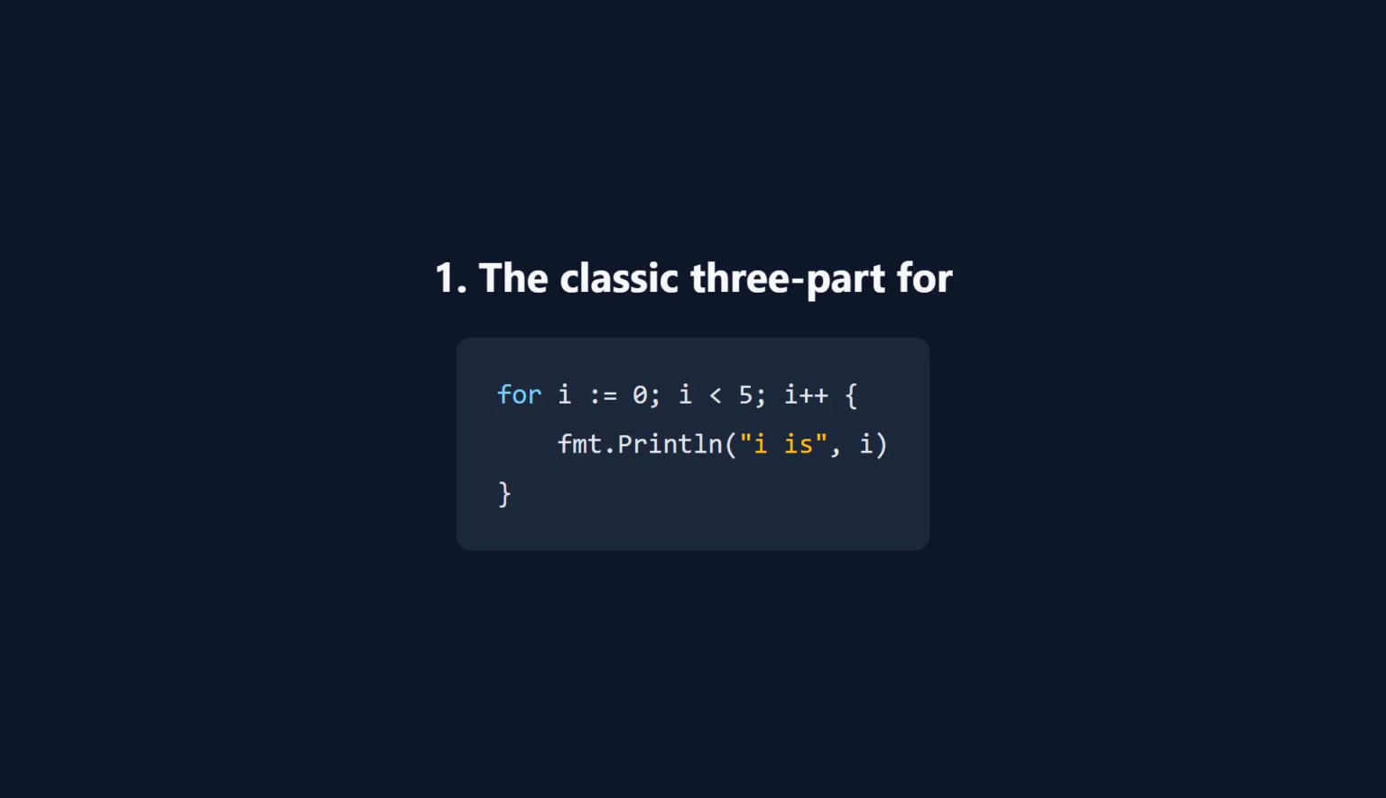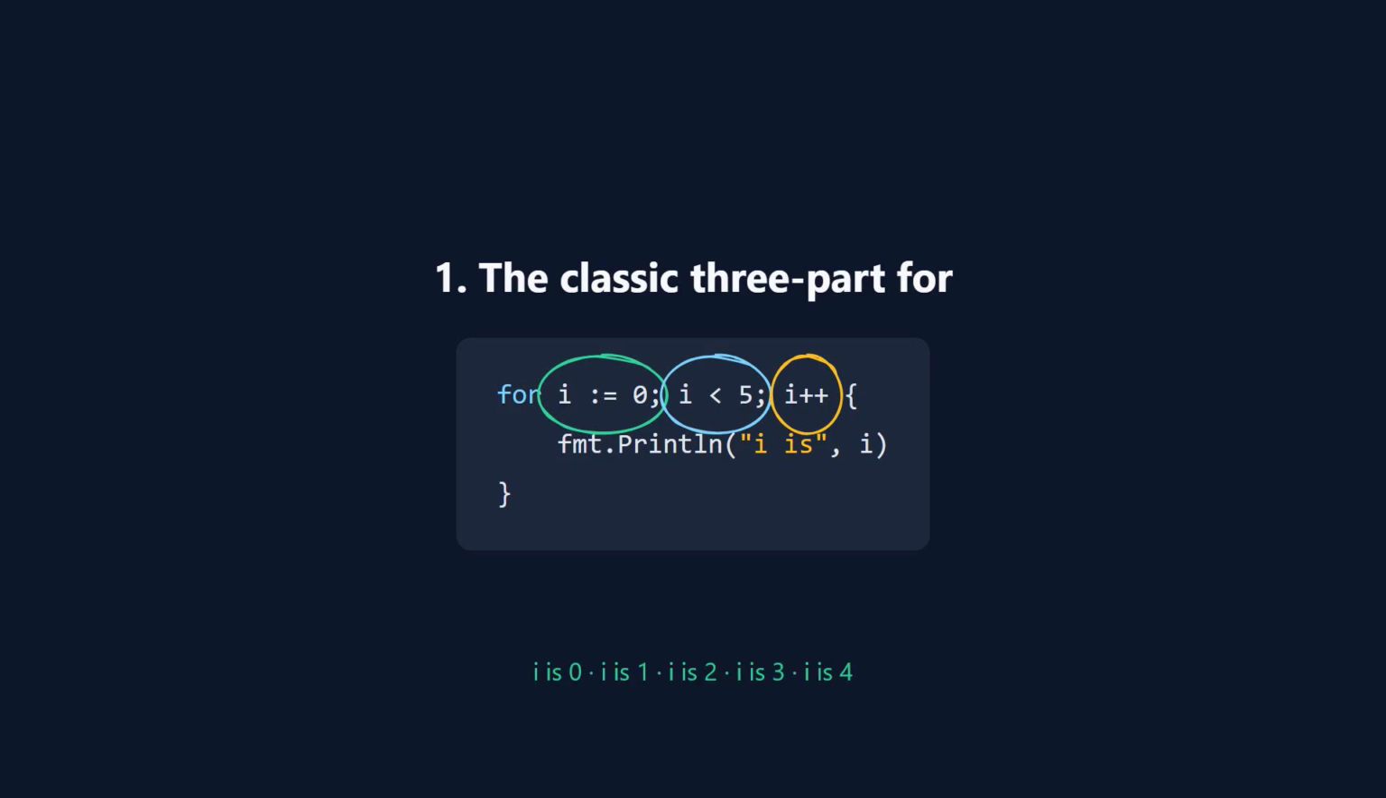First, the setup. i starts at 0. That happens once, before anything else. Then the condition. Keep going while i is less than 5. This is checked before every single pass, including the first one. And then the step. i++ adds 1 to i, and it runs after each pass. So we get 5 lines. i is 0, up to i is 4. It stops at 5 because 5 is not less than 5.